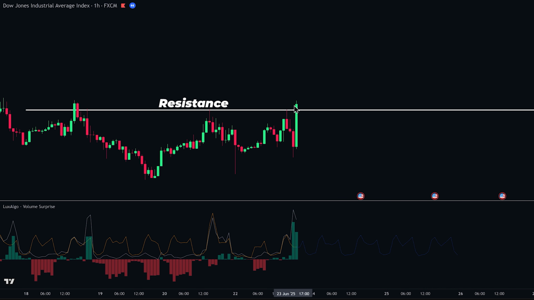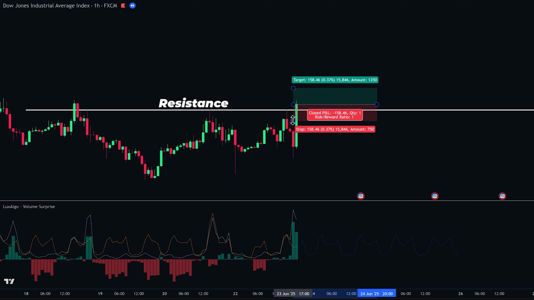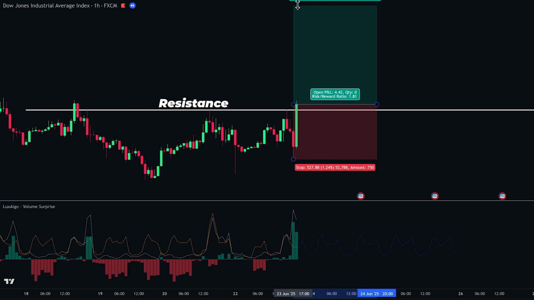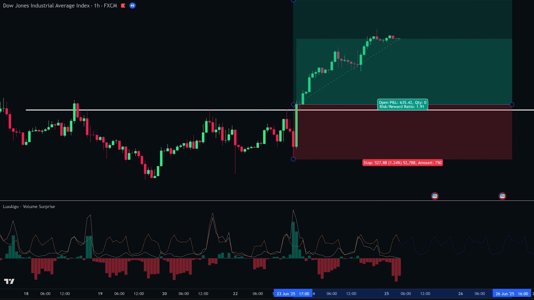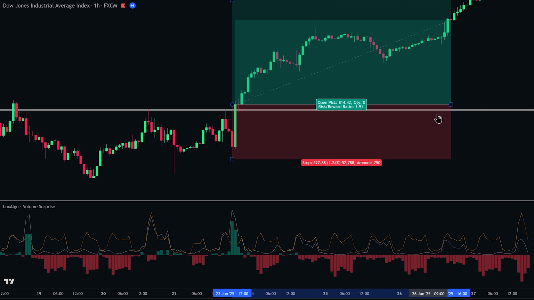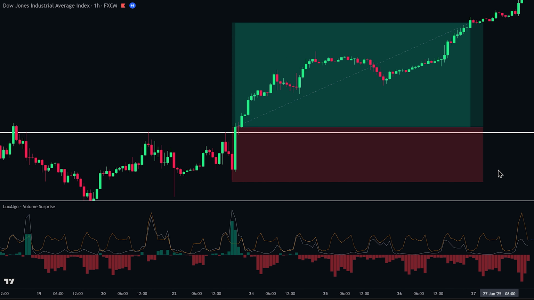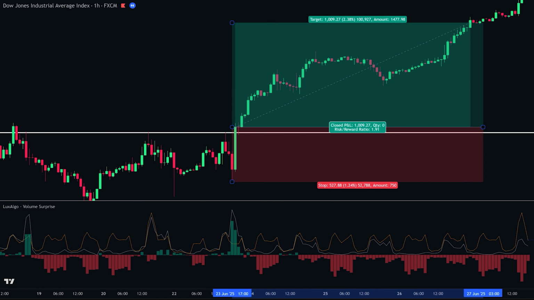Enter your buy position at the close of that breakout candle. Place your stop loss just below the breakout zone or the low of the breakout candle itself. For your take profit, target a 1-to-2 risk-to-reward ratio or aim for the next liquidity zone above the breakout. As long as the green bars remain active for a few candles after entry, it means buyers are still in control. You'll often see price continue to climb smoothly until your target is hit.